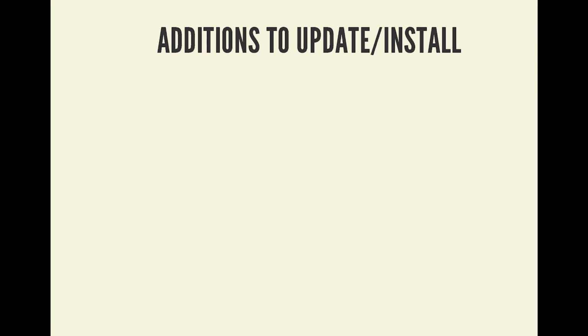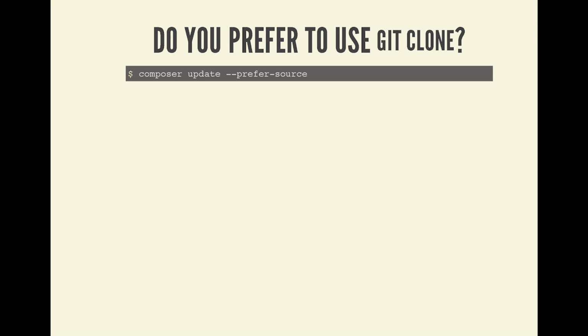Some additions to commands like update and install. If you prefer to use git clone, hg clone, and even SVN clone or something like that, you simply point Composer to the preferred source. It will not download any zip file. It's kind of useful if you don't have set up, for example, the archive extension in PHP, which will not block you from updating anything on the project.